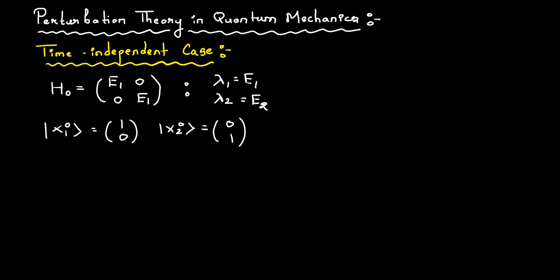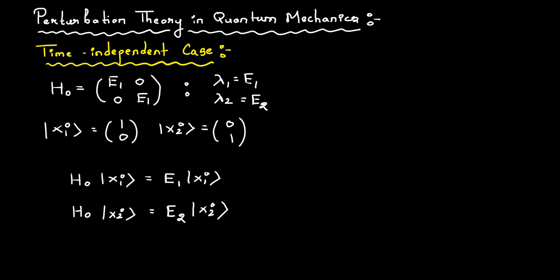Now what does it mean? It means that when I act H naught on this state, I get its energy back, which is E1, which is quite clear, and when I act H naught on this state, I get its energy back, which is E2, and this information is already there in the Hamiltonian. Okay, this is simple enough.